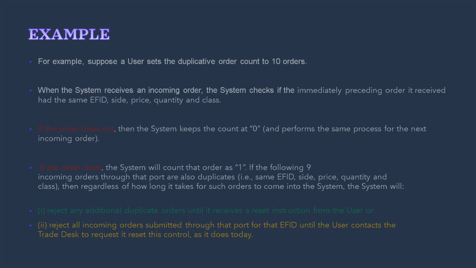If the following 9 orders, so the first order will be counted as 1. If there are no duplicates with the same EFID, side, price, quantity, and class, the system will count that order as 1. If the following 9 incoming orders through that port are also duplicates, for example, they have the same EFID, side, price, quantity, and class, then regardless of how long it takes for such orders to come into the system, the system will, number one, reject any additional duplicate orders until it receives a reset instruction from the user, and two, reject all incoming orders submitted through that port for the EFID until the user contacts the trade desk to request it reset this control, as it does today.